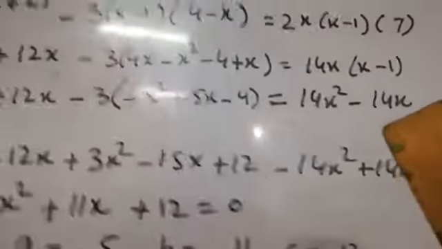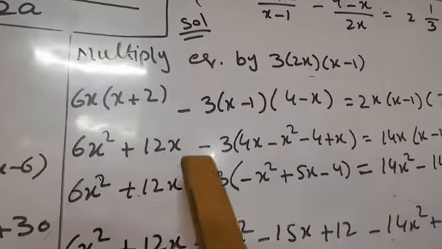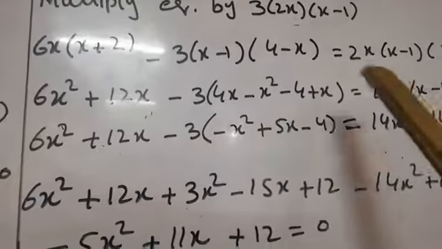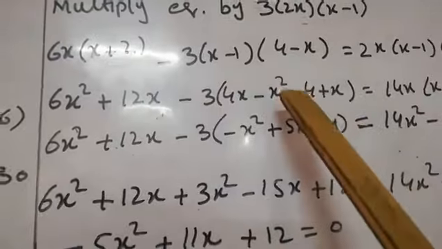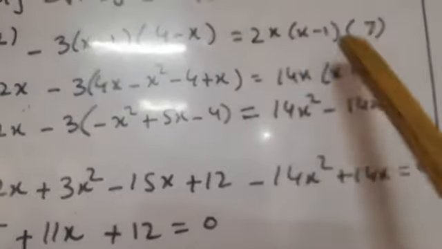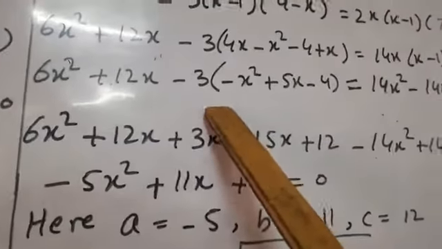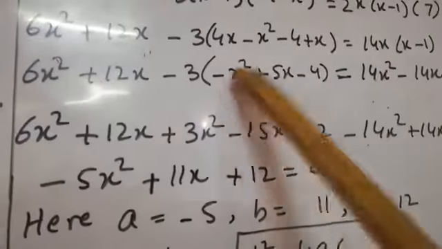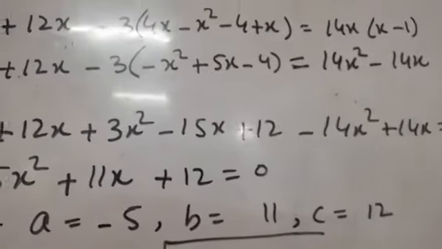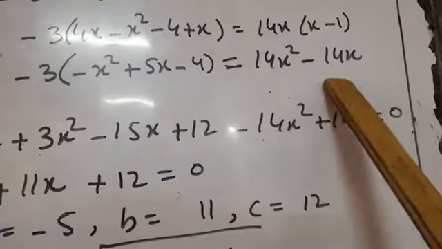Now my dear students, multiply: 6x square plus 6 2s are 12x minus 3. Then we will multiply the two brackets with each other, and here we will multiply 2 7s are 14x, x minus 1. So 6x square plus 12x minus 3 minus x square, x plus 4x is equal to plus 5x minus 4 as it is. Then we will multiply 14x by x minus 1, we will get 14x square minus 14x.